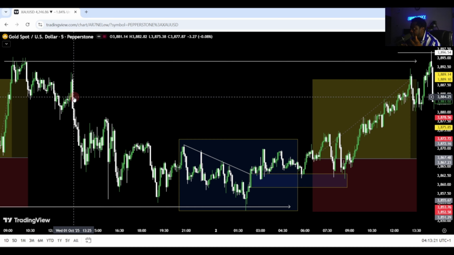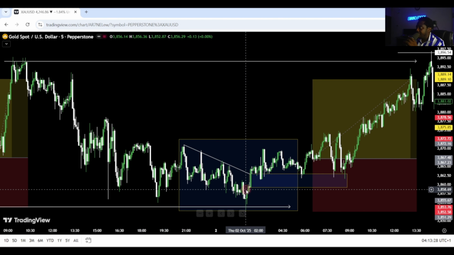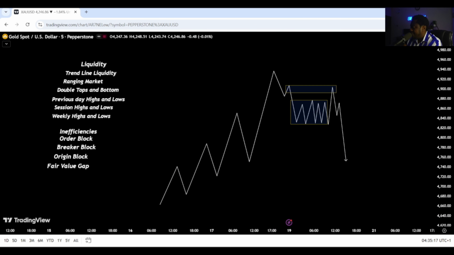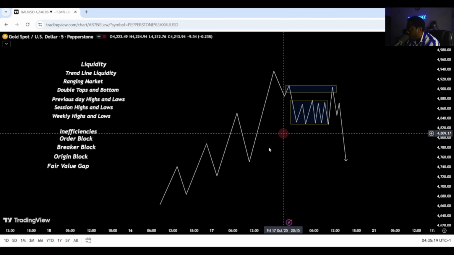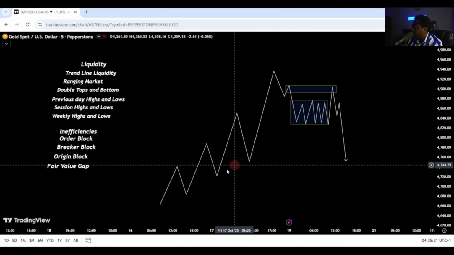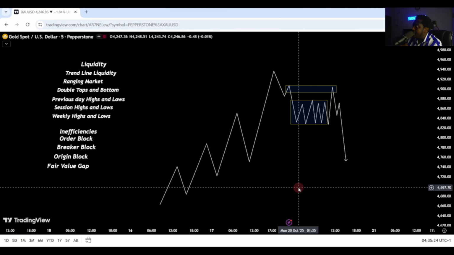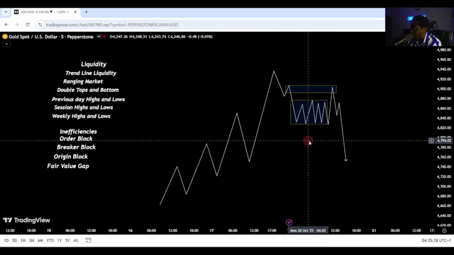So let's talk about the double liquidation. This is a process where the market will raid the Asia high and low. Here is how to trade the double liquidation. After giving you the examples here, I'll be opening the chart to show you real-time examples of this particular strategy.